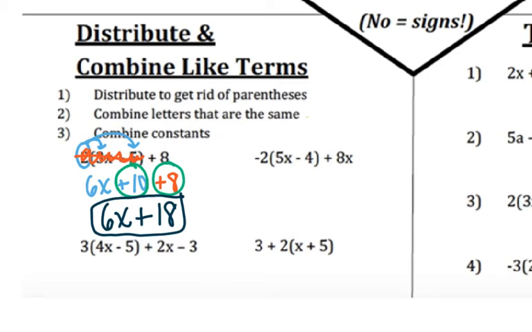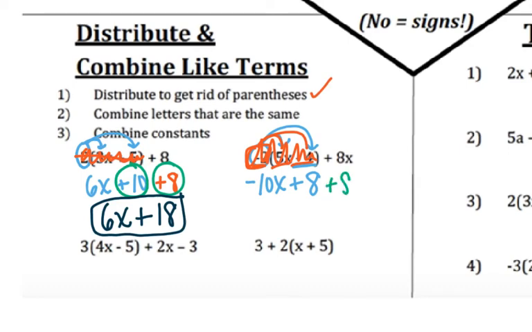Let's do that again. Step 1, circle the number in front of parentheses, distribute. Negative 2 times 5 is negative 10x. Negative 2 times negative 4 is positive 8. I have successfully multiplied this negative 2 times both of its terms. So this piece is now gone. Distribute. Done. I'm going to bring down the only piece that has not been used yet.